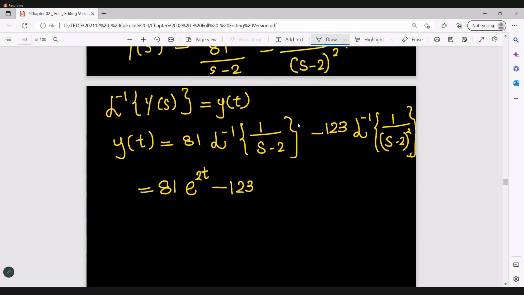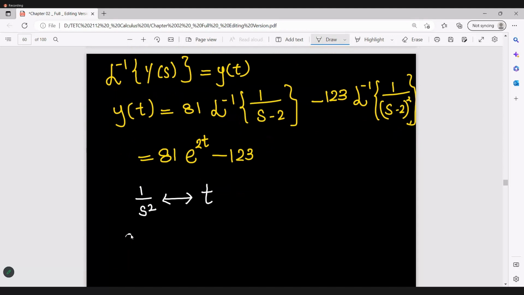Okay. So if we have 1 over s squared, then what should be the respective inverse Laplace transform? It's t, no? But what we have here is not 1 over s squared, it is 1 over s minus 2 squared. If it were 1 over s squared, we would get t. But here s has been replaced by s minus 2.